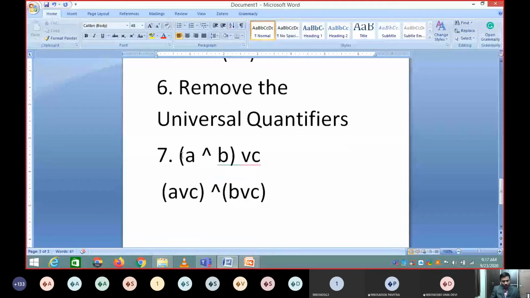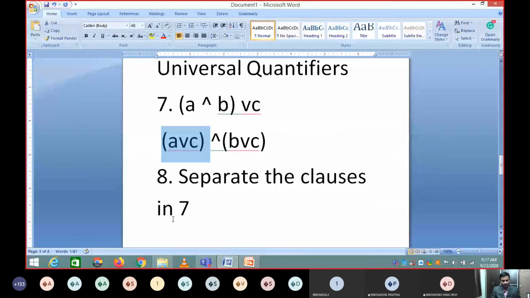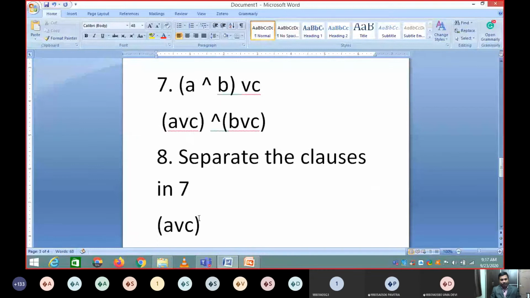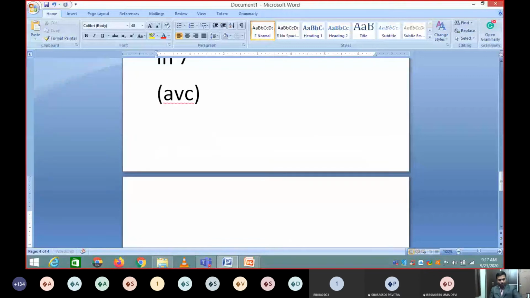Whenever this type of big expression is there, it is better to have this, because whenever two expressions or two statements are combined with and, you can take them as separate entities. The eighth rule says: separate the clauses in 7. The meaning is you can take this as a separate statement, this is a separate statement, and this is a separate statement, because whenever two statements are combined with and, we can take them as separate clauses.